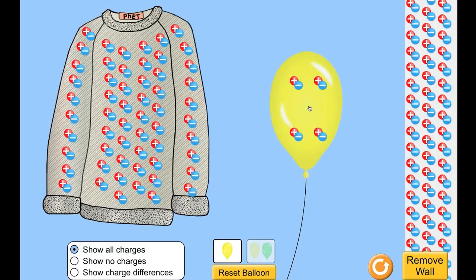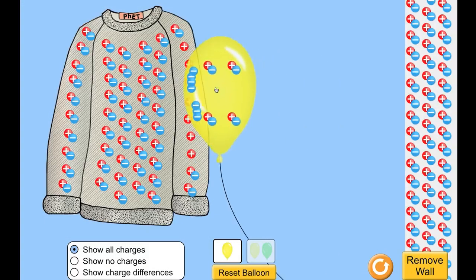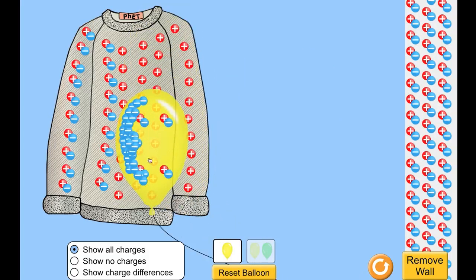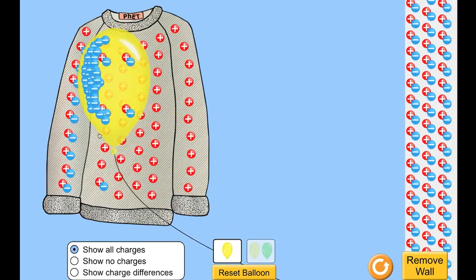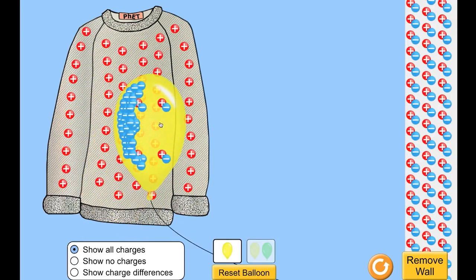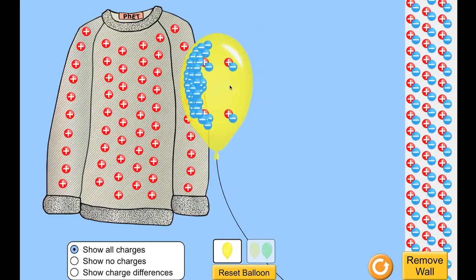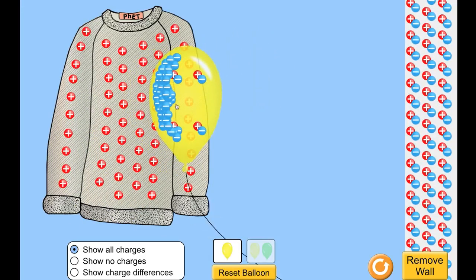When we rub two objects together, sometimes the electrons from one object jump across to the other one, and so the object losing electrons, losing negativity, becomes positive, and the one gaining electrons becomes negatively charged. And so these two objects then are attracted to each other because one's positive and one's negative.